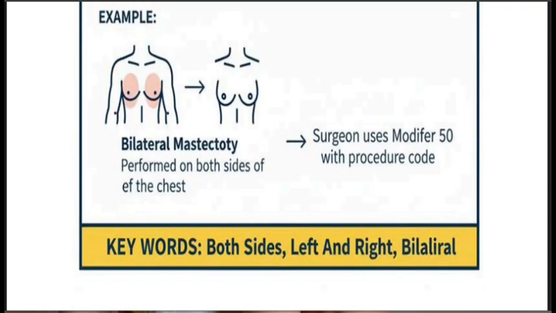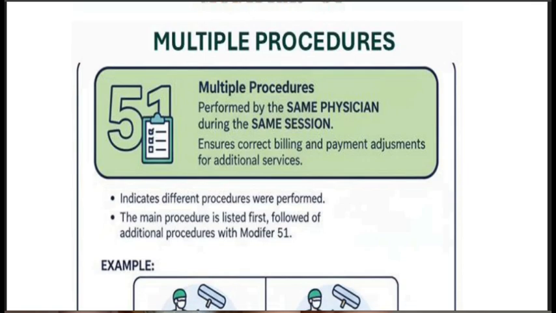For example, a bilateral mastectomy is done on both sides. The surgeon uses the 50 modifier to represent the bilateral procedure. The keywords are both sides, left and right, or bilaterally.